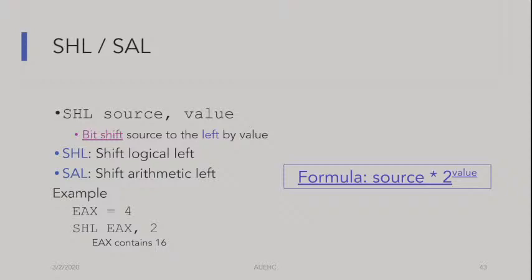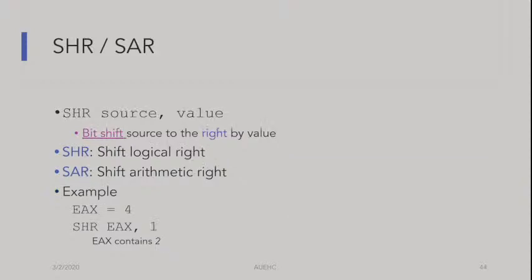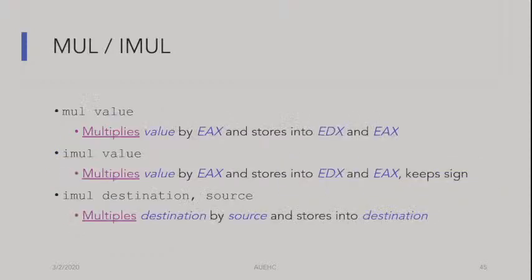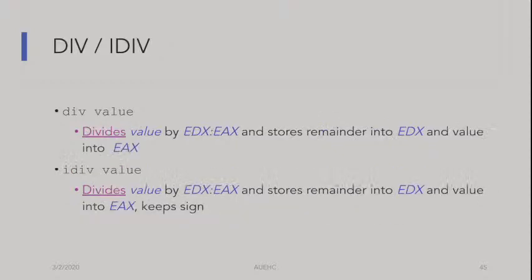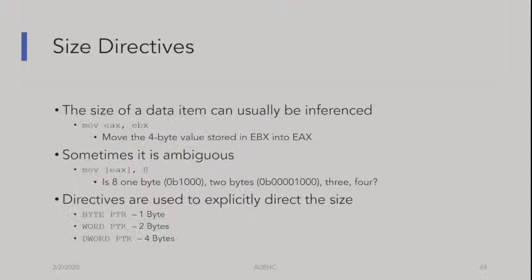Usually shift left is like a multiple of 2: you multiply whatever's in there by 2. Shift right, divide by 2. SAL and SAR, so same difference, other direction. MUL and IMUL, what do they do? They multiply. What's IMUL? Why is it different? Why do we need another one? Well, it's signed. Which one's signed? The IMUL. Cool. DIV, IDIV. Divide. Cool.